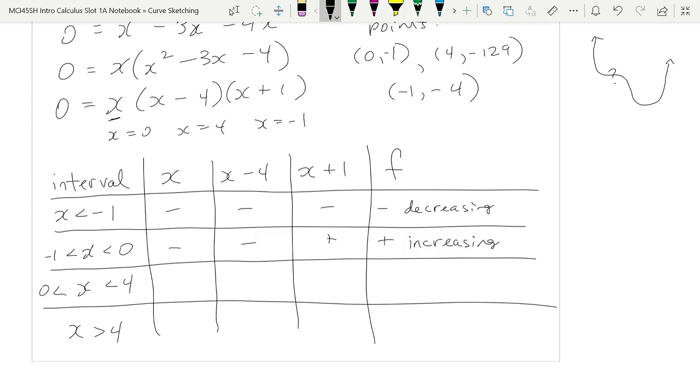Between 0 and 4, 2 or 1. 1's a good number. We'll pick 1. That makes that positive, negative, positive, and multiplying those together makes negative. So we're decreasing again. And when x is greater than 4, everybody's positive, which means we're positive, which means we're increasing again.